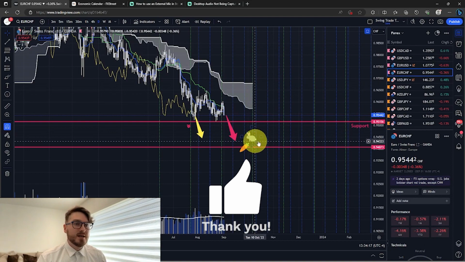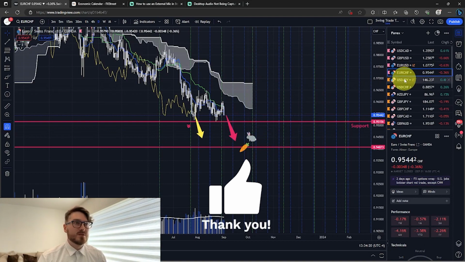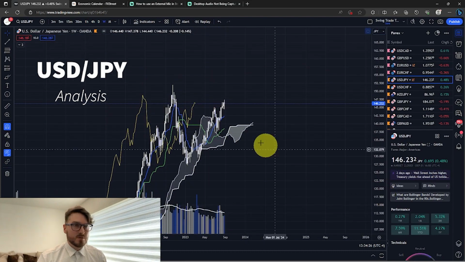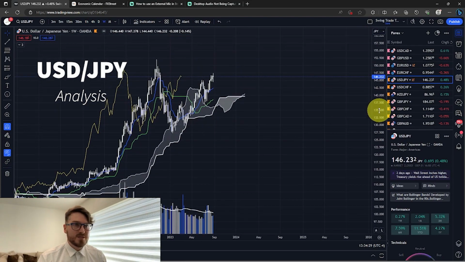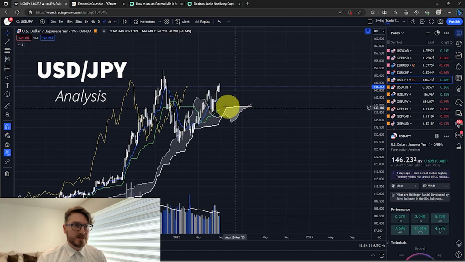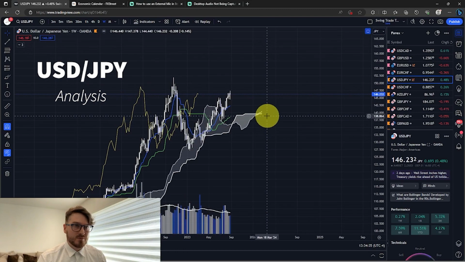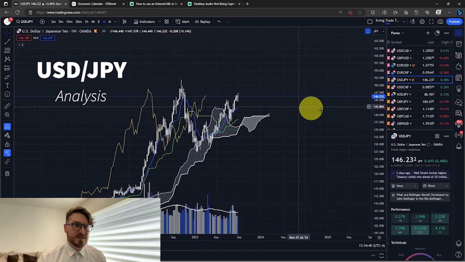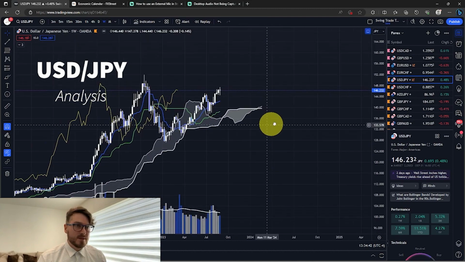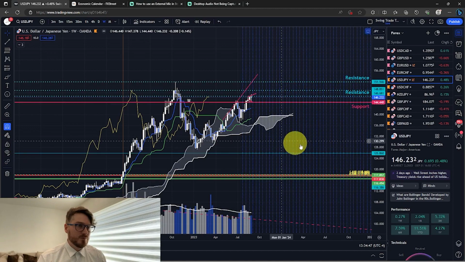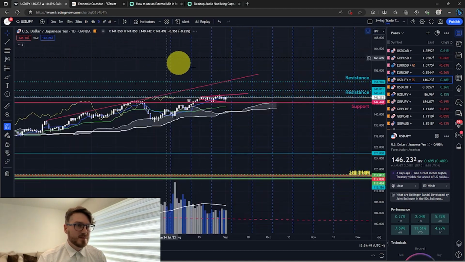Excuse me. But yeah, let's move to the next pair. So now we're going to be getting into the ranging markets. So this is US dollar, Japanese yen. And look guys, this is bullish, right? But this is a small Kumo cloud, so it really can't be trusted yet. We haven't built a nice enough structure yet. So this is not a strong enough Kumo. But let's go to the daily chart.